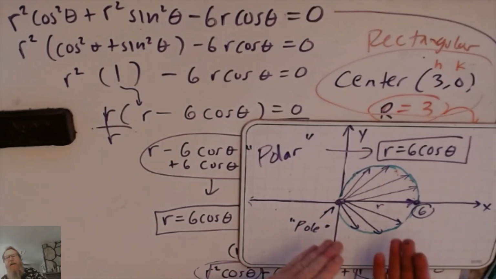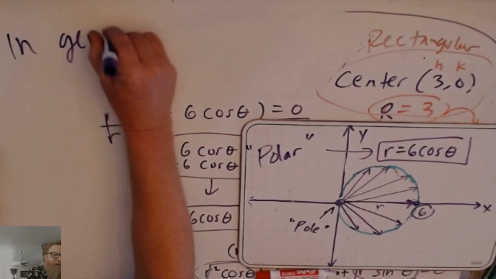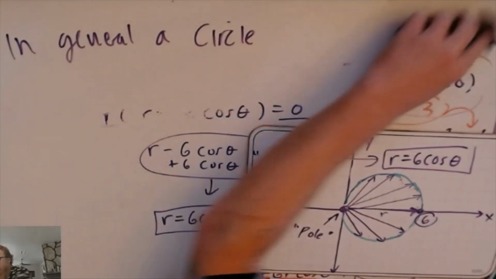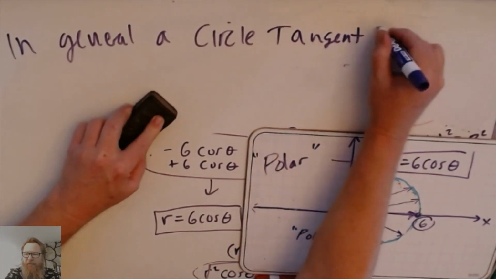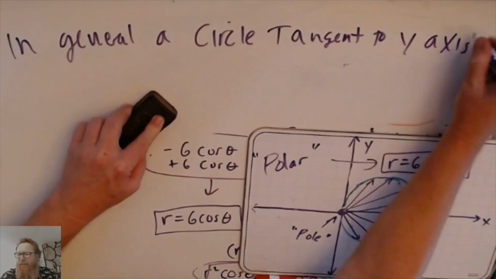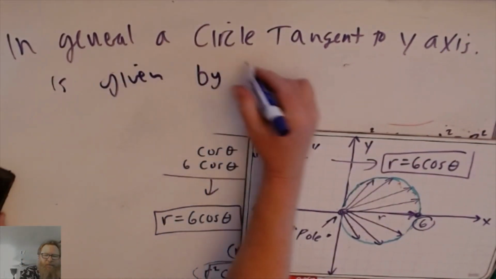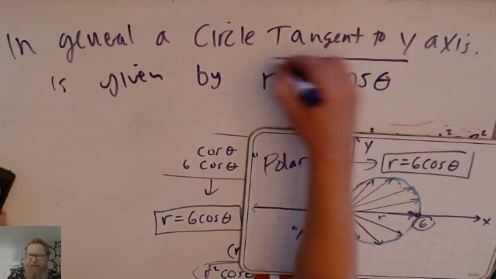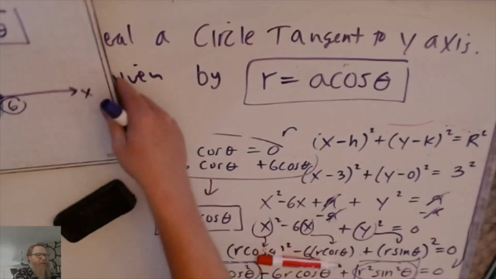So in general, a circle that is tangent to the y-axis is given by r equals a cosine theta. And you've got two possibilities.